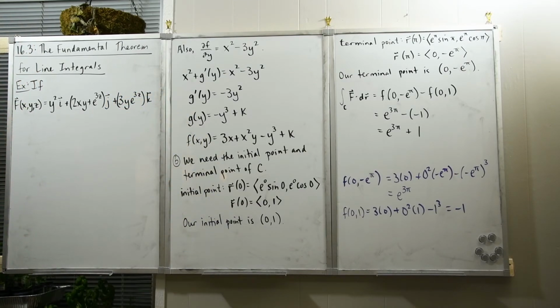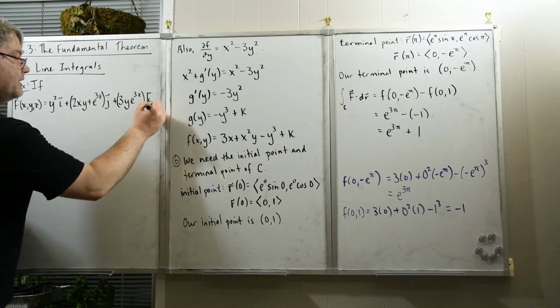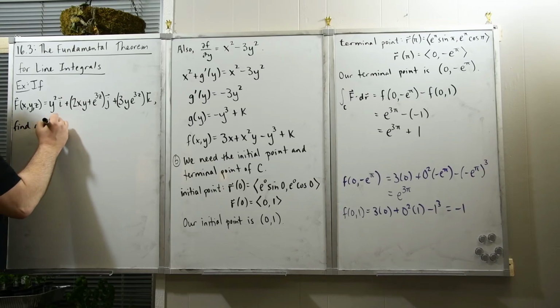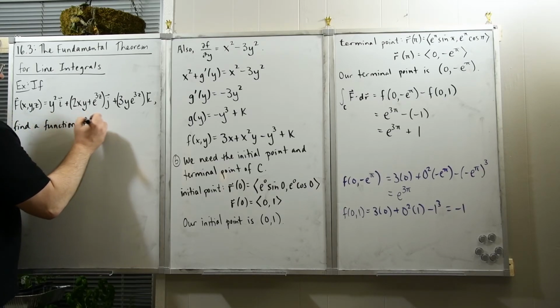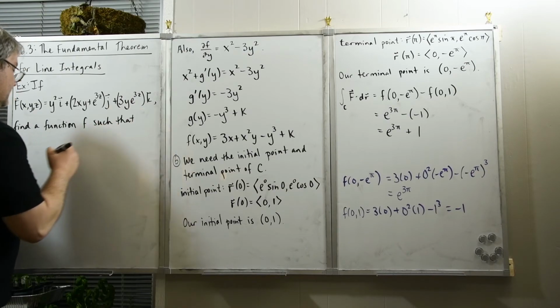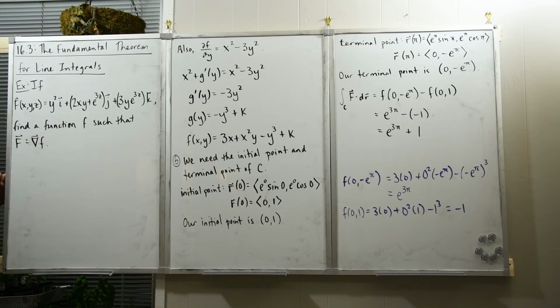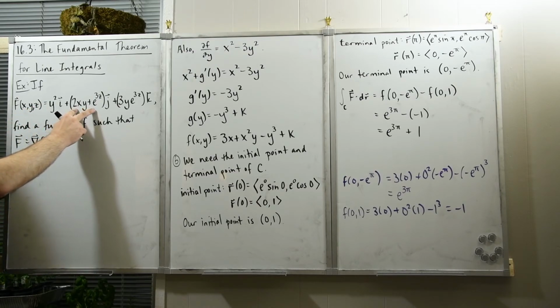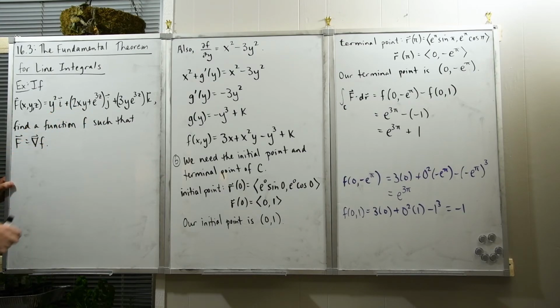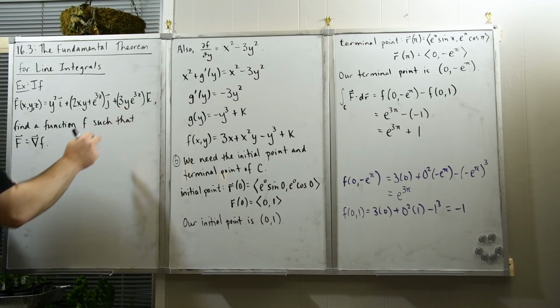So if our vector field is defined this way, then we're going to find a function, little f, such that big F is the gradient of little f. Now, if such a function exists, then we're going to need the partial of little f with respect to x to be y squared, the partial of little f with respect to y to be 2xy plus e to the 3z, and the partial of little f with respect to z will need to be 3y times e to the 3z.